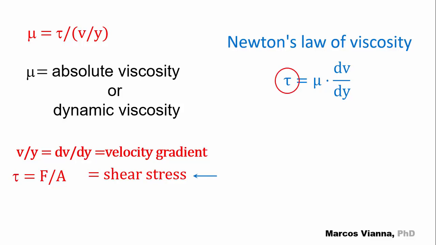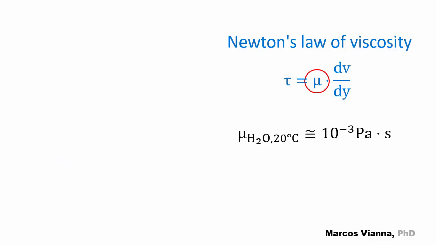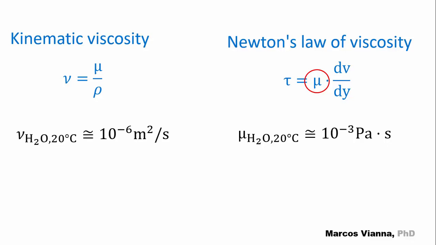In this expression, tau is the shear stress, dv over dy is the velocity gradient, and mu is the absolute viscosity or dynamic viscosity. At 20 degrees Celsius, the water absolute viscosity is approximately equal to 10 to the minus 3 pascal seconds. Kinematic viscosity is a measure of a fluid's internal resistance to flow under gravitational forces. Its expression is nu equals mu over rho. At 20 degrees Celsius, water kinematic viscosity is approximately equal to 10 to the minus 6 square meters per second.